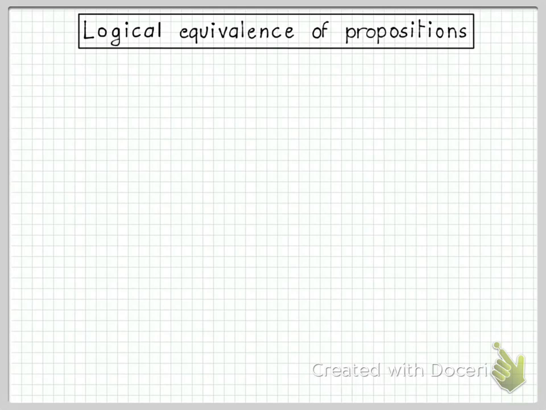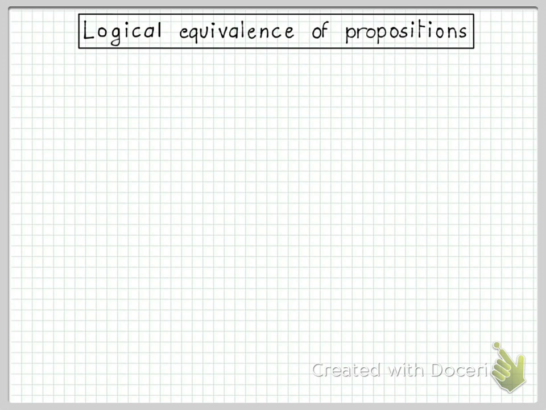In the first segment of this lecture, we studied propositions in isolation. That is, we took one proposition and answered the question whether it was a tautology, a contradiction, or a contingency. In the second segment, we're going to study propositions in pairs, and we're going to ask the question whether this pair of propositions are logically equivalent or not.